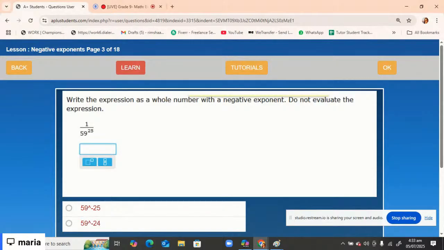59 power 25. Now you guys tell me the answer of this one. Write the expression as a whole number with a negative exponent. Do not evaluate the expression. Just write an expression. Tell me.